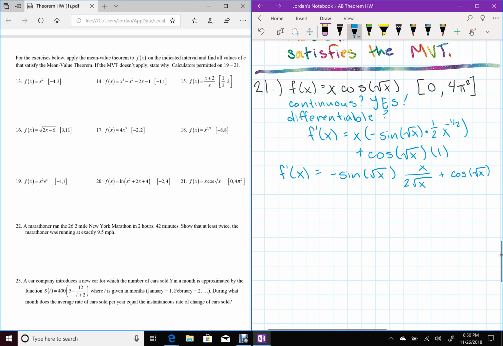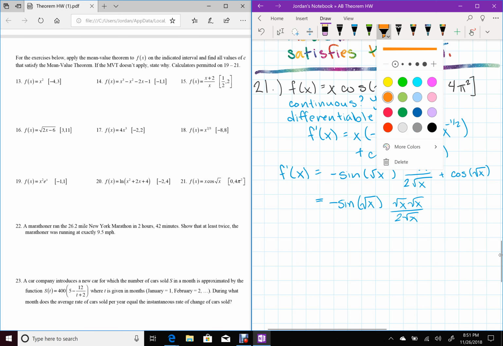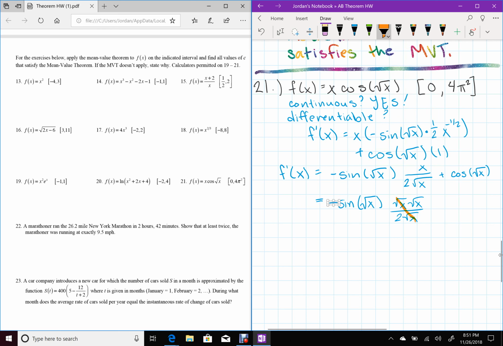Now, this little denominator presents an issue for me, because that means x equals 0 doesn't work for me because it's undefined. But we can actually simplify it, because the sine of the square root of x, that x we can change to writing as the square root of x times the square root of x over 2 square root x, which means we'll have it cancel. We'll have one of these cancel.